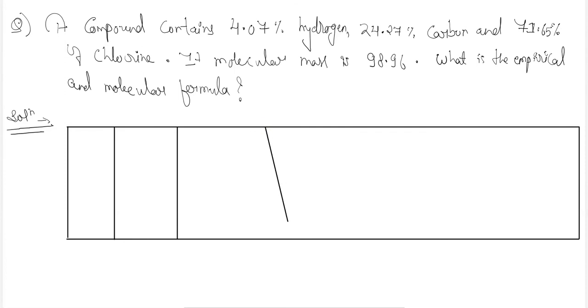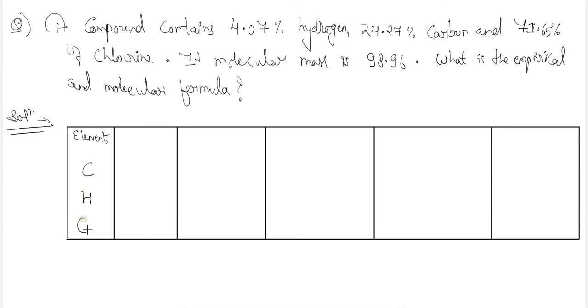2, 3, 4, 5 and 6. Okay, now let's start. Elements. So the elements here are 3 elements: hydrogen, carbon and chlorine. So carbon, hydrogen, chlorine.